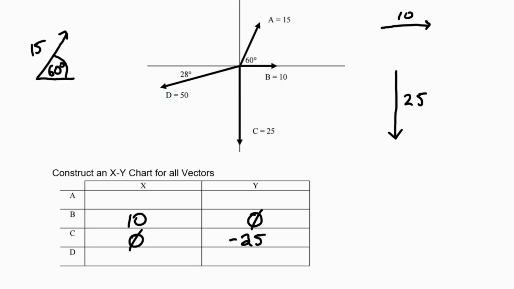Okay, and the 4th one, the very last one. Now, I'm not doing the trigonometry. I'm leaving that to you. So that's the setup. Try to find the x and y components, put them in the chart, and you're done with that problem.